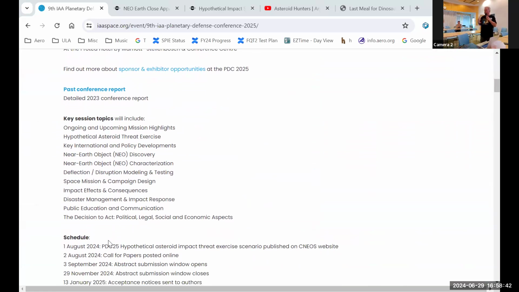The main topics that are covered are listed there, and they cover the whole range of planetary defense from detection, characterization, missions, campaigns, disaster response, policy, legal, and missions that are ongoing and planned. And so I invite you to go and visit this webpage. It's being developed now. Soon there's going to be a call for papers.